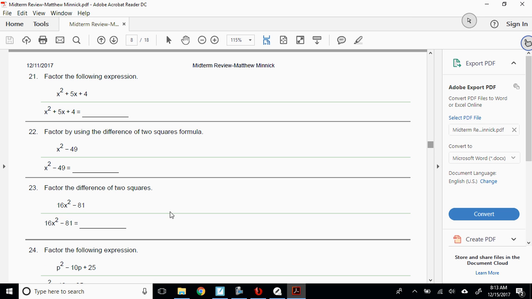22 is a difference of two squares. We're looking for the quantity of x plus 7 and the quantity x minus 7. 23 is also a difference of two squares. We're looking for the quantity of 4x plus 9 and the quantity of 4x minus 9.